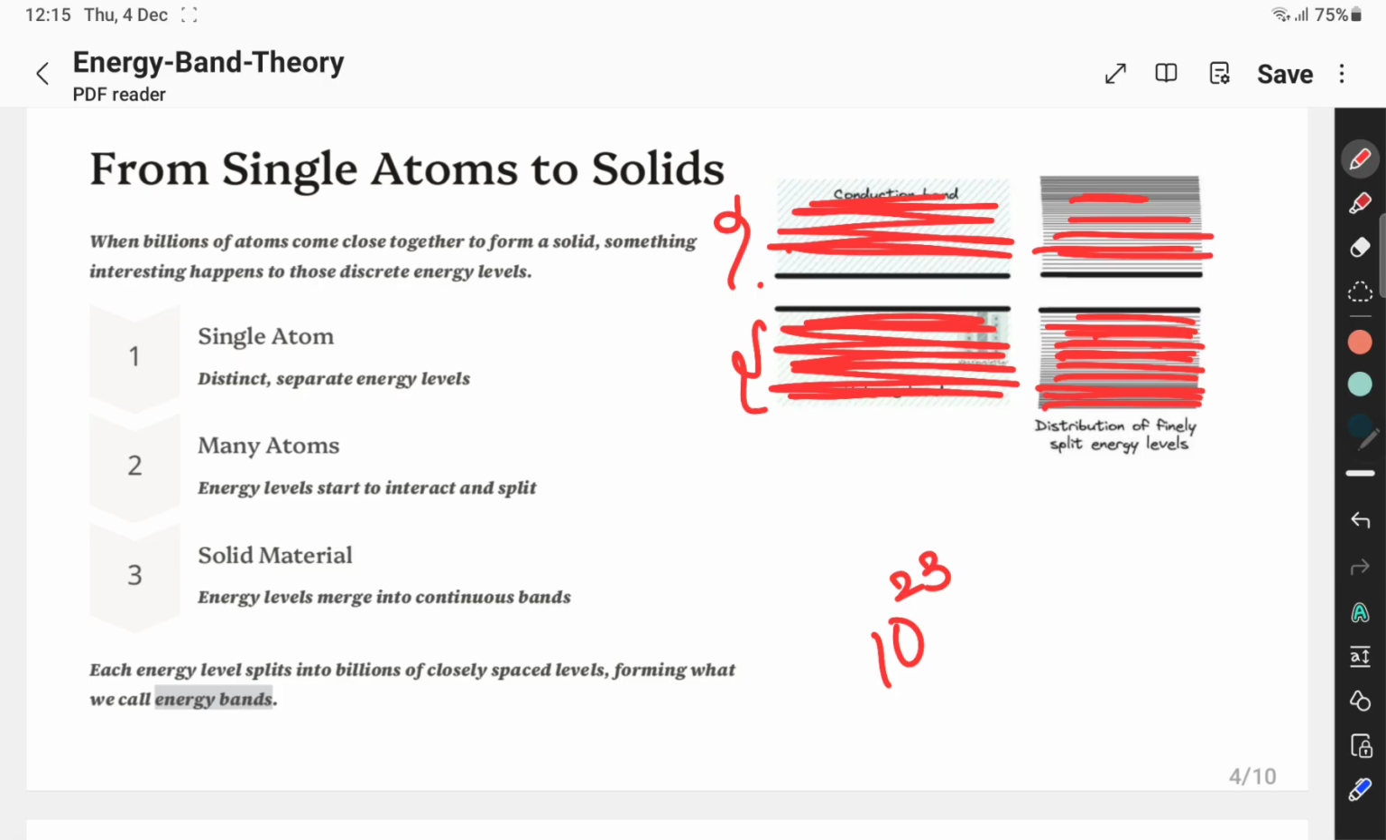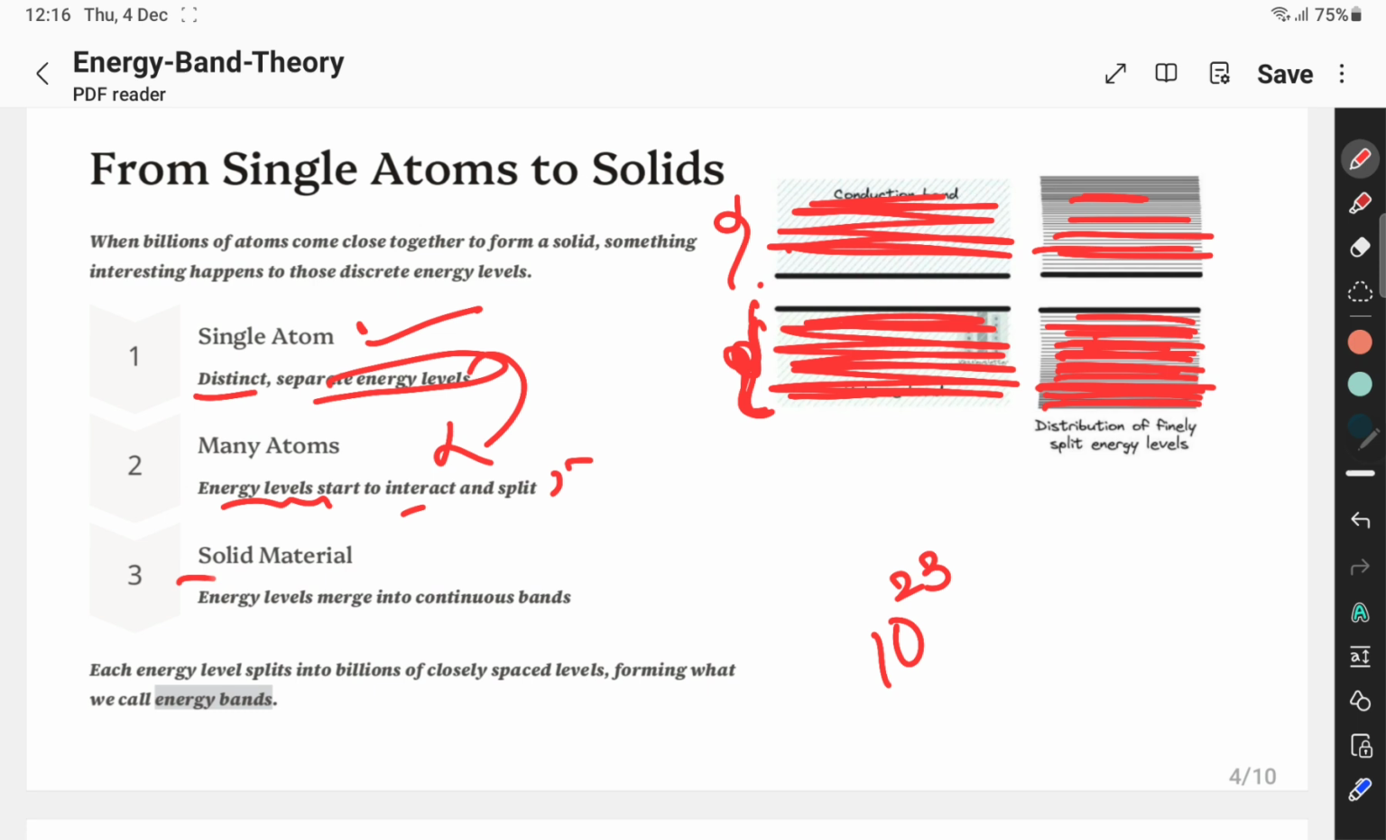So instead of single few steps, we now have some bands of energies. Did you understand how single atoms are distinct and have separate energy levels? And when coming to many atoms, the energy levels start to interact and they start to split.